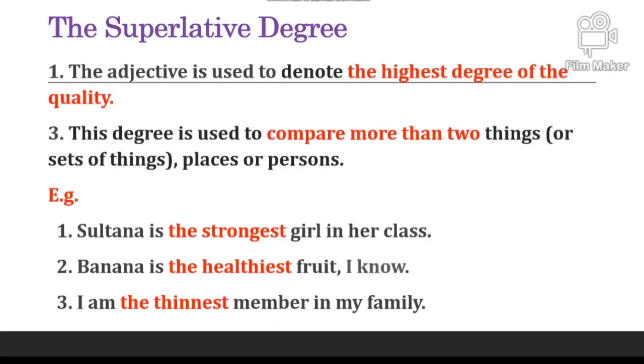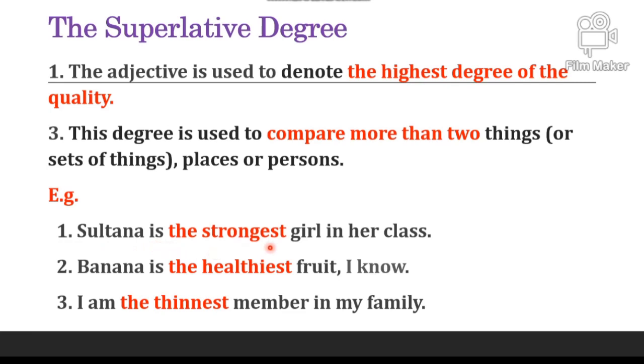The third degree of comparison is the superlative degree. In superlative degree, the adjective is used to denote the highest degree of quality. This degree is used to compare more than two things or sets of things, places, or persons. Let us see some examples.